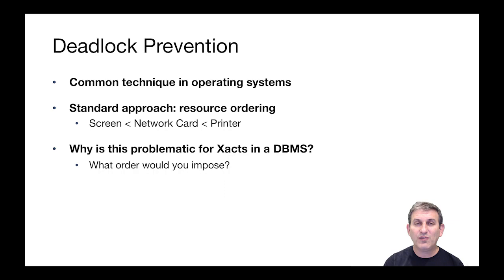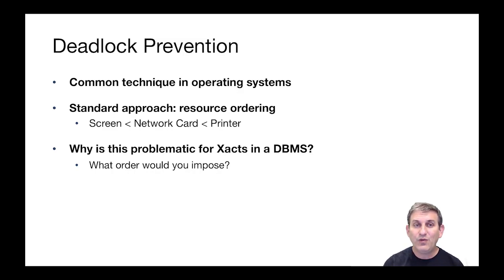Now, we can try to prevent deadlocks from ever happening. This is done in operating systems, and it doesn't work in databases. So in operating systems, the standard approach for deadlock prevention is to order the resources that you might lock. Typically, these are physical resources in the hardware. Like, you might need to get a lock on the screen to do a screen update, and then you might need to get a lock on the network card to send a packet, and you might need to get a lock on the printer to print a piece of paper.